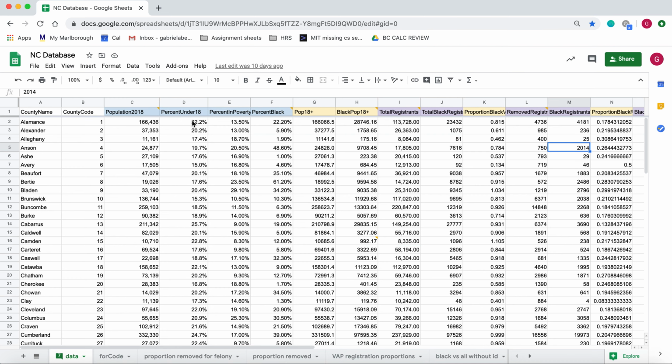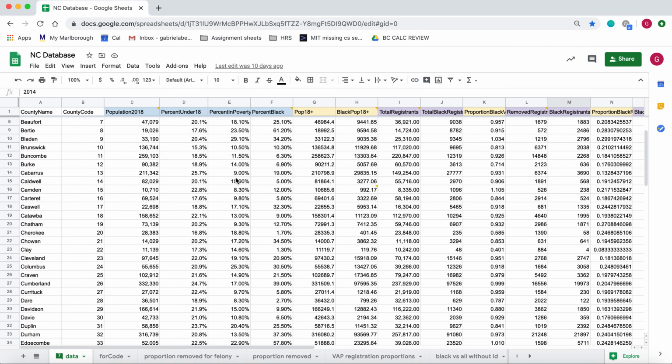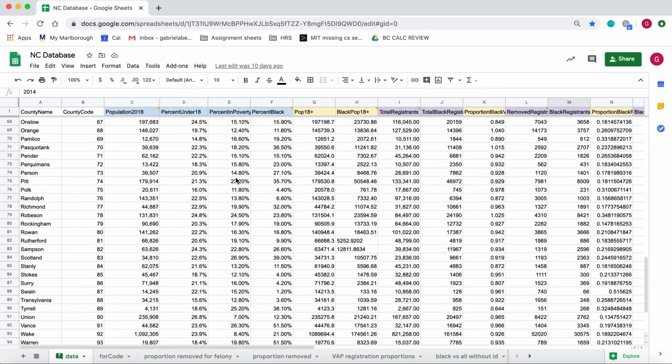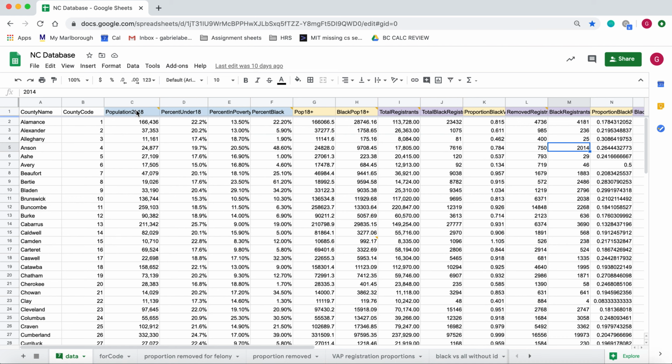I then added some more information into here, and that was the census data that the Census Bureau publishes online about each of the counties in North Carolina. And so I manually entered all of that data into this sheet for every county, and those were things like population estimates and percentage of people under 18 in the county and percentage of people in poverty. And I used all of those numbers to craft these approximate voting age populations.